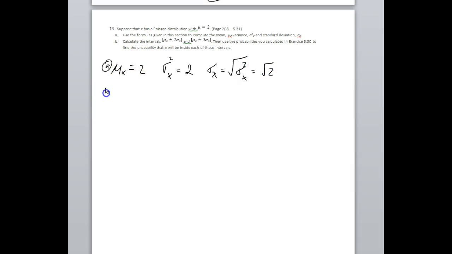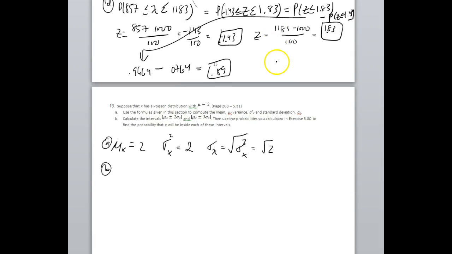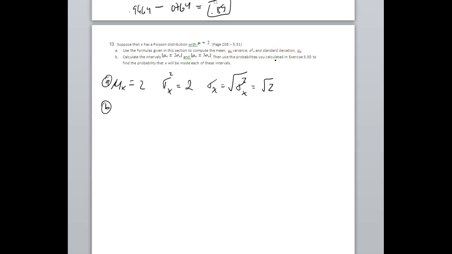So that is A. And then calculate the intervals mu of x plus or minus 2 standard deviations and mu of x plus or minus 3 standard deviations. Then use the probabilities you calculated in exercise 5.3, which I believe is actually the last Poisson problem that we did in class. I'm not going to scroll all the way up, but I think it's maybe number 4 or number 5 on this worksheet. So we just use those probabilities to calculate these intervals, okay?